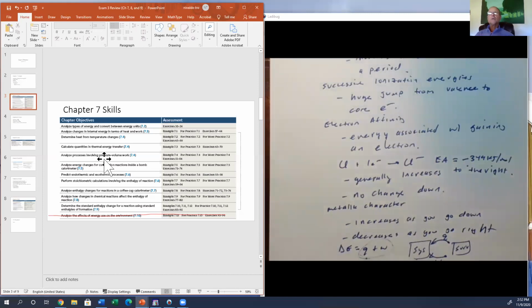Be able to analyze processes involving pressure-volume work. So the equation: work is equal to minus P delta V. All the equations will be shown right after this, okay?